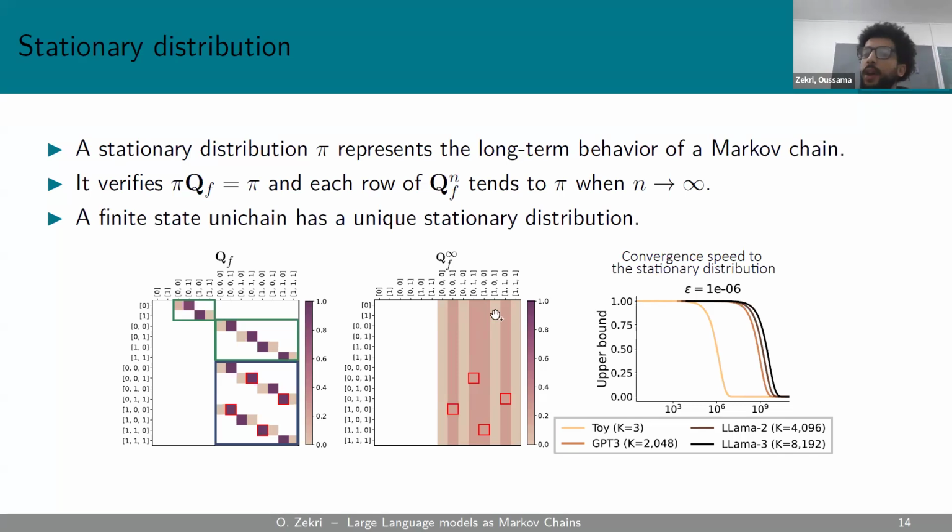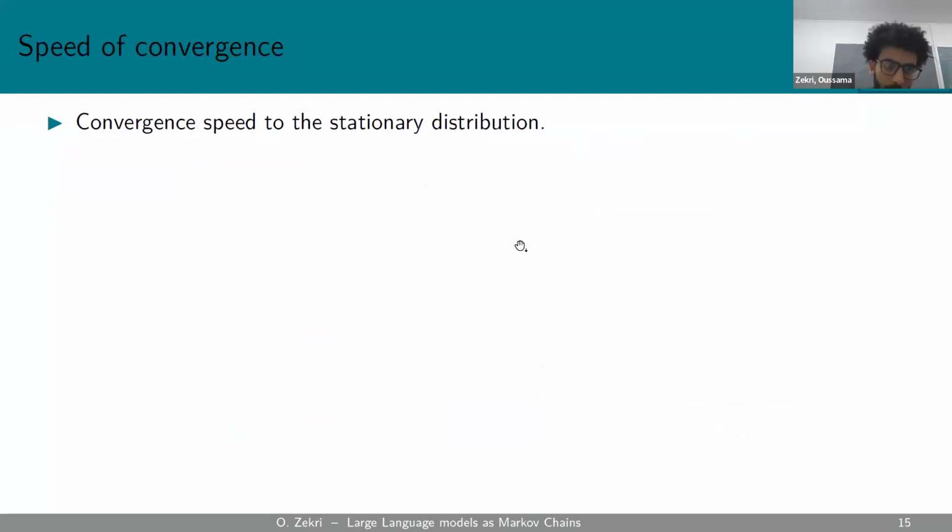You perhaps, with all the instances of GPT, for example GPT-3, you may have experienced this. So what we derive in the paper is that we have an explicit convergence rate to this stationary distribution.